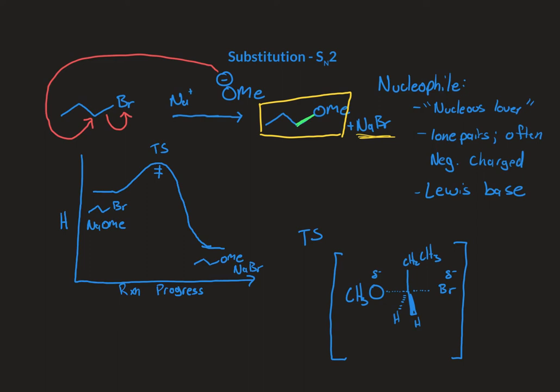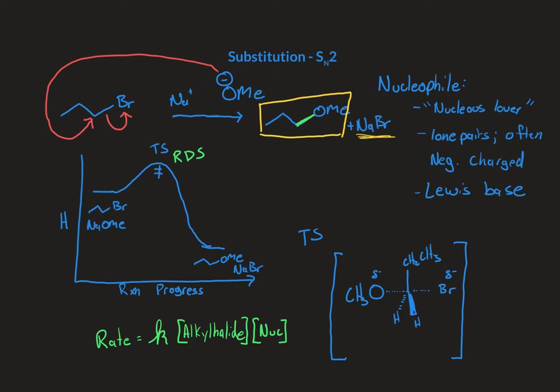So this happens in a single step, and because this is a single step, this step must be the rate determining step, and the rate of this reaction is equal to some rate constant k times the concentration of the alkyl halide, in this case propyl bromide up here, times the concentration of the nucleophile, in this case methoxide ions here.